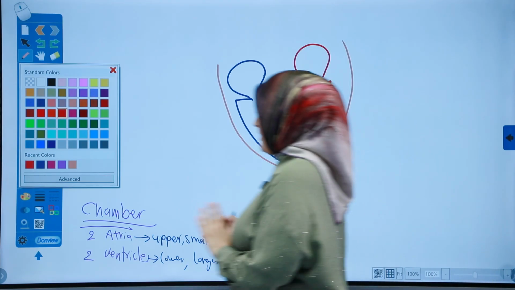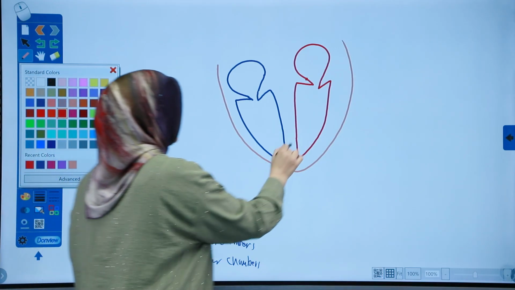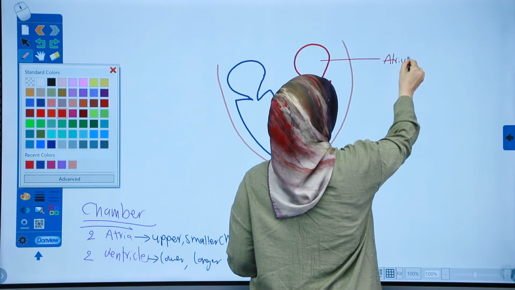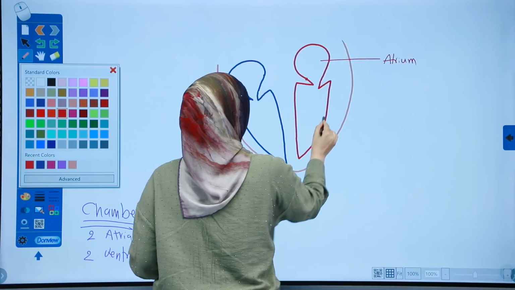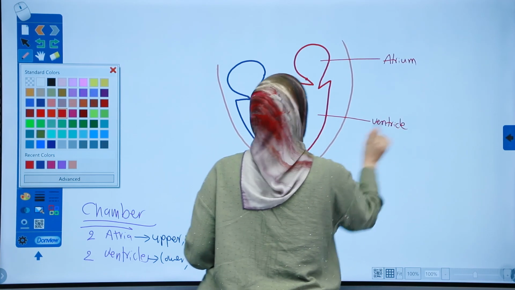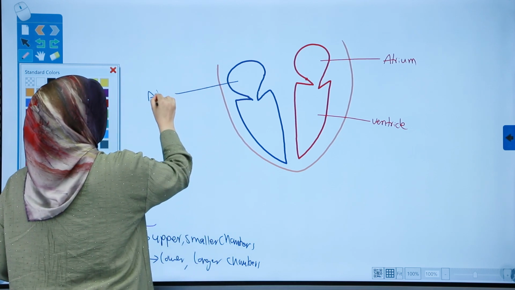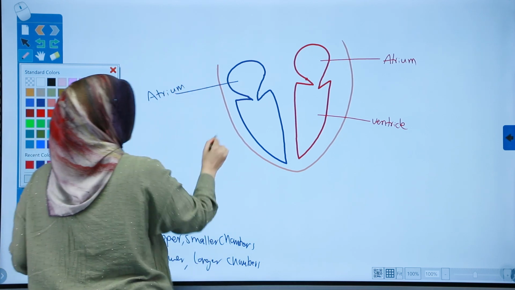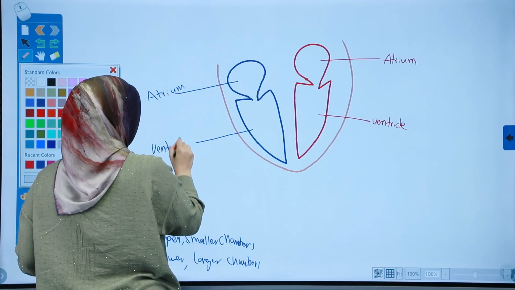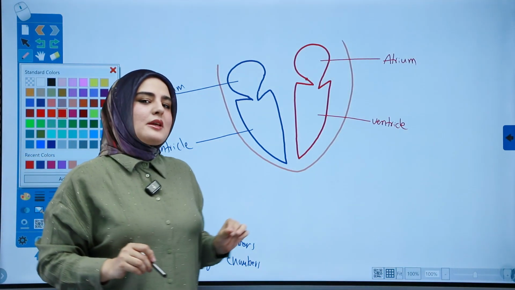We're good? Let's label them. This is the atrium. And this is the ventricle. This is again the atrium, and again the ventricle. Okay, good.